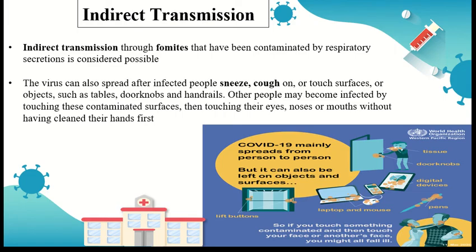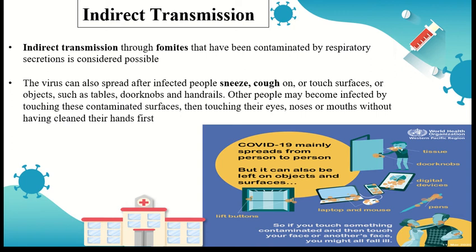Indirect transmission. So indirect transmission through fomites that have been contaminated by respiratory secretions is considered possible. It means that the virus can also spread after infected people sneeze, cough on, or touch surfaces or objects such as tables, doorknobs, handrails. Other people may be infected by touching these contaminated surfaces, then touching their eyes, nose, or mouth without having cleaned their hands first.